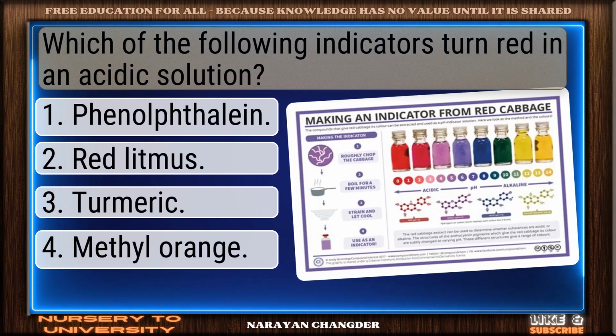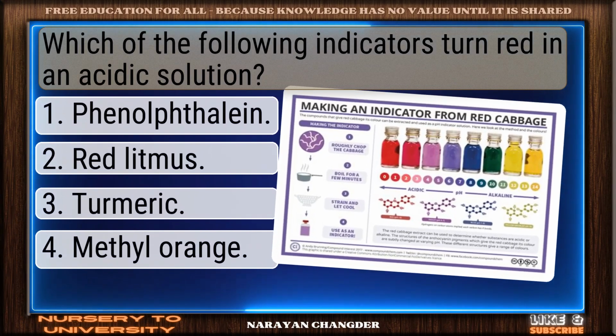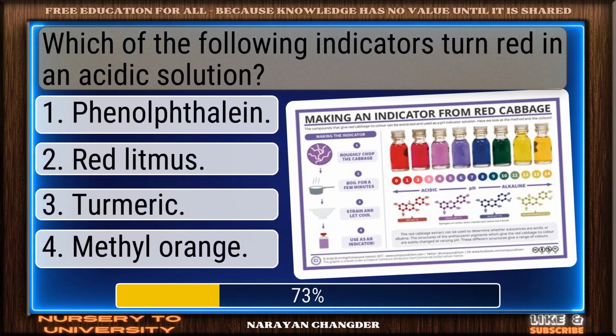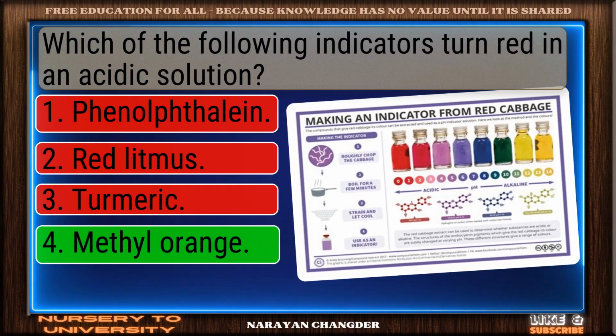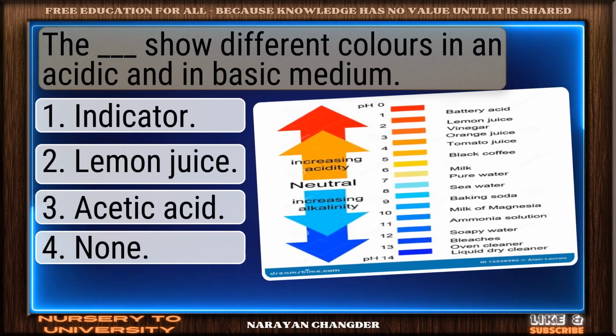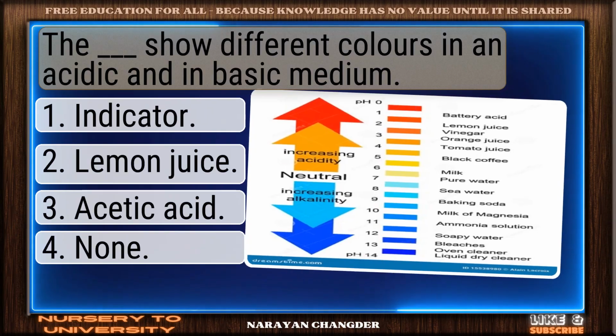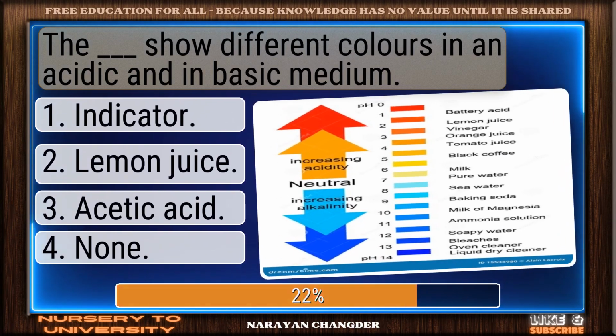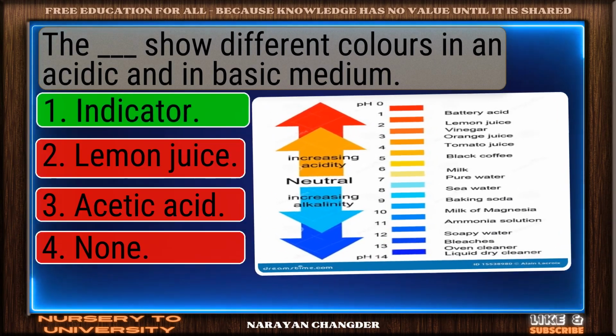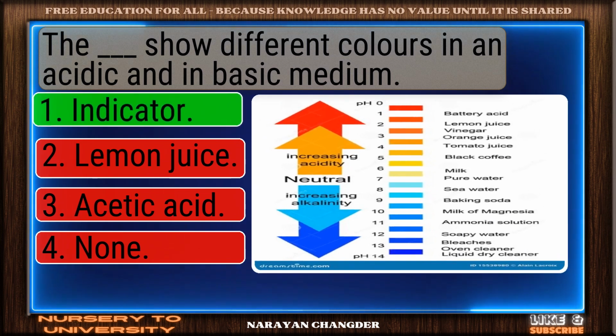Which of the following indicators turn red in an acidic solution? Right choice. Methyl orange is best. The dash show different colors in an acidic and in basic medium. Well done. Indicator is right.